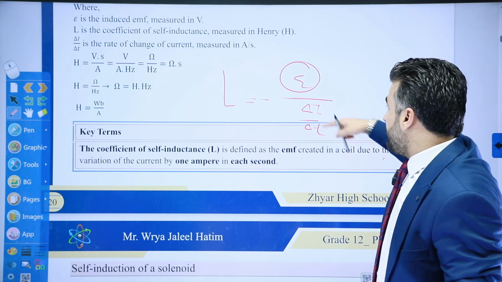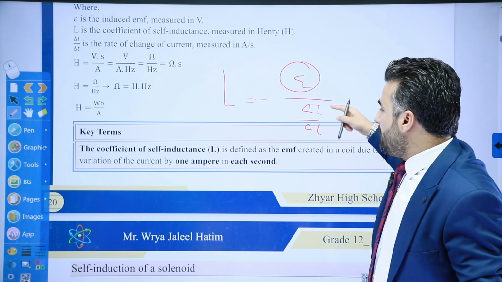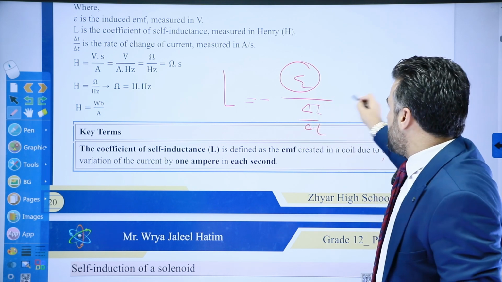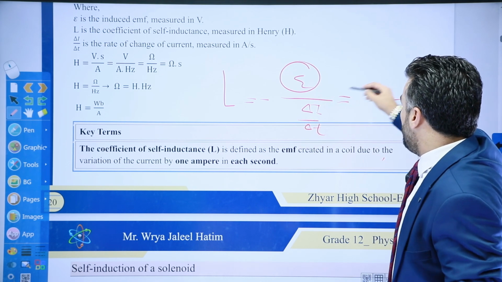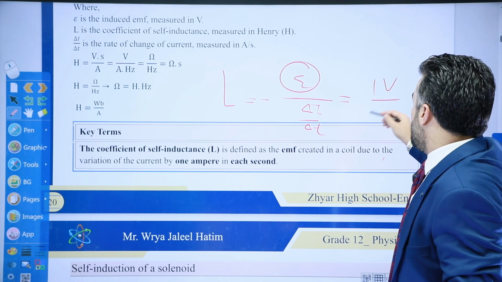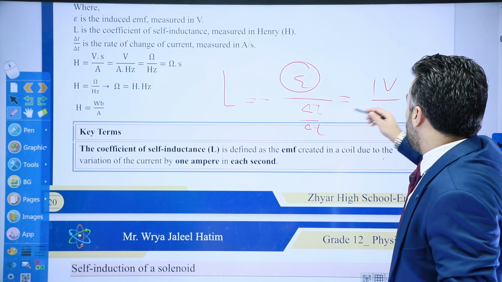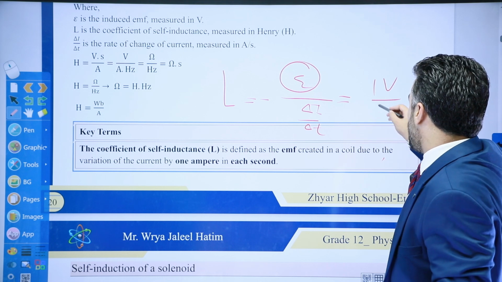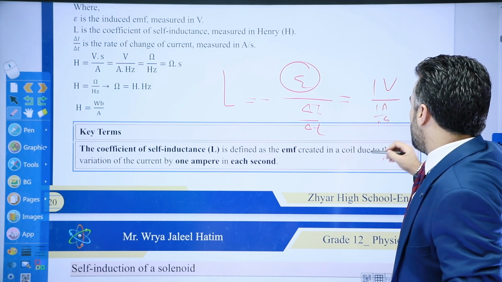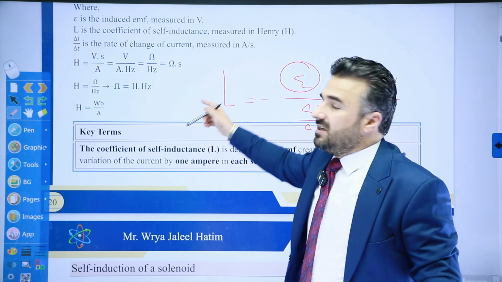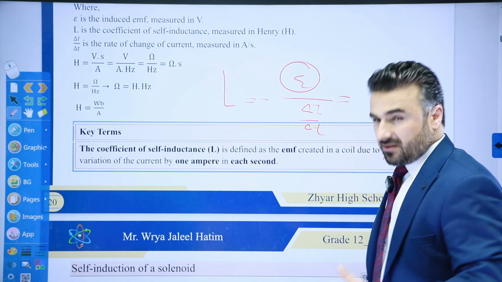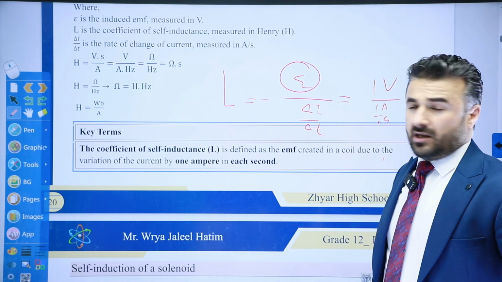That is one way. If we go in terms of numbers, we can say if the voltage that is induced is 1 volt, and the change in the current that we have is 1 ampere per 1 second, then of course we get 1 Henry. So this is going to be the definition of a Henry as well.